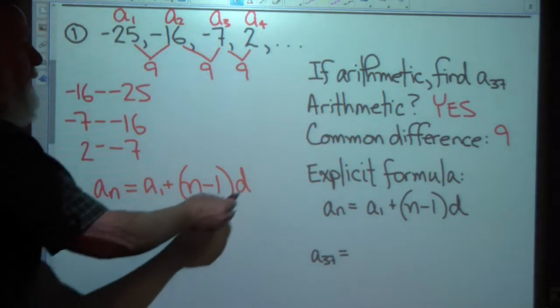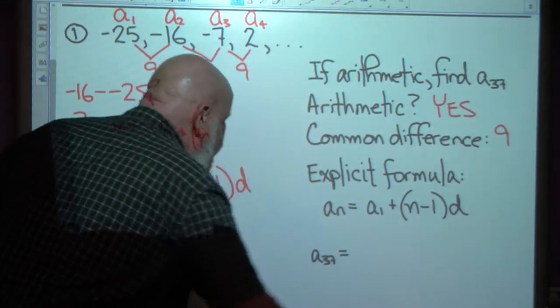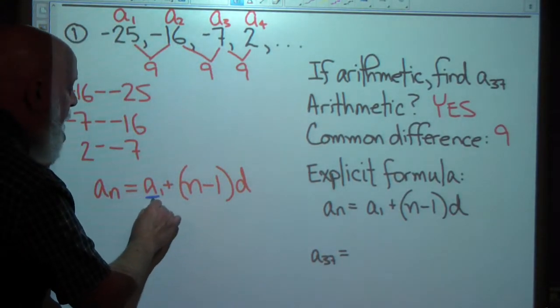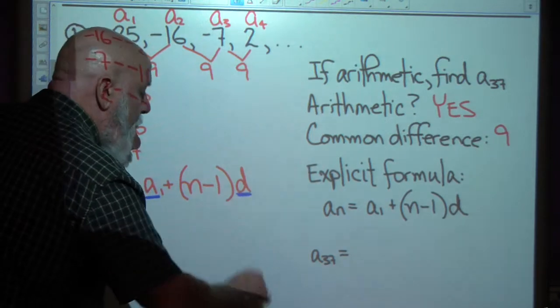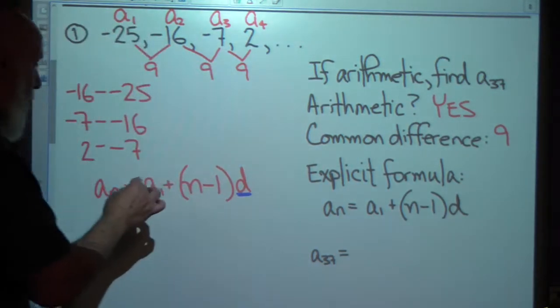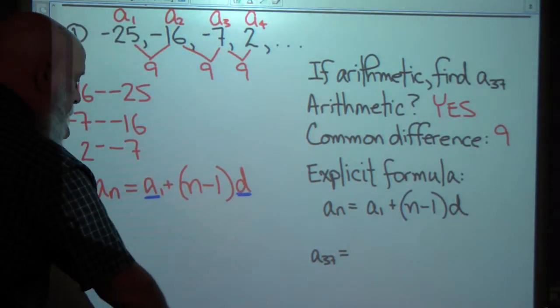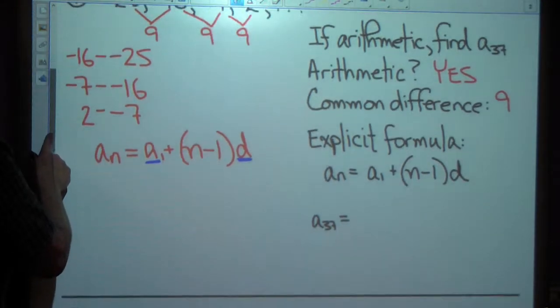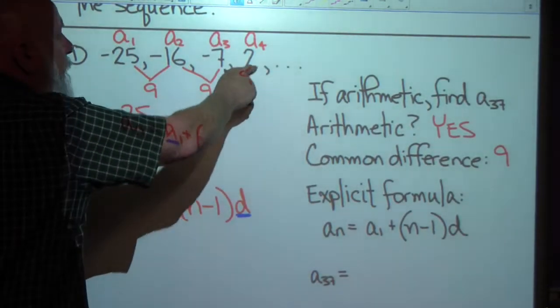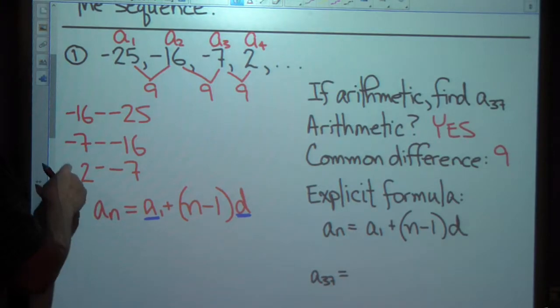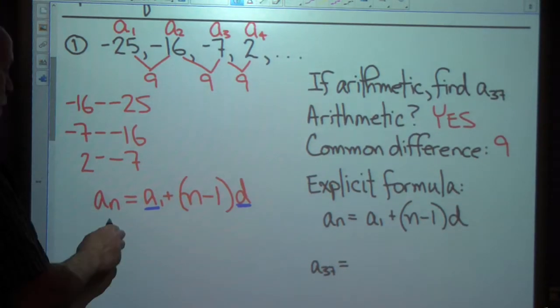So what I'm going to do to find the explicit formula is make a substitution right here and right here, and then simplify. I'm going to combine like terms, and then I'll have a formula that will describe this arithmetic sequence. So here we go.